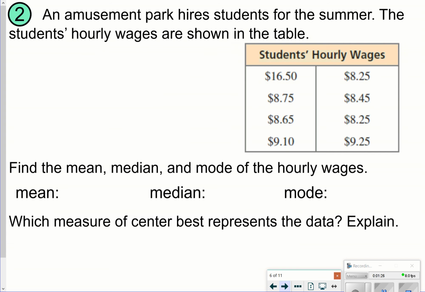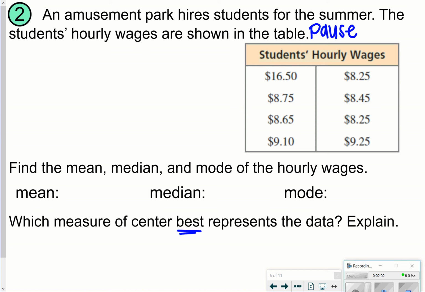So the next example is talking about amusement park hourly wages for students that were hired over the summer. This table that was given to us shows those different wages, and what we're going to do is take the time to find the mean, the median, and the mode, and then figure out which measure of center best represents the data. Because there are some key things here that might not best represent the data, so we're just going to make sure we pick the best one. Let's go ahead now and take time to pause the video so we can try these on our own, and once we're done, click play to check your work.